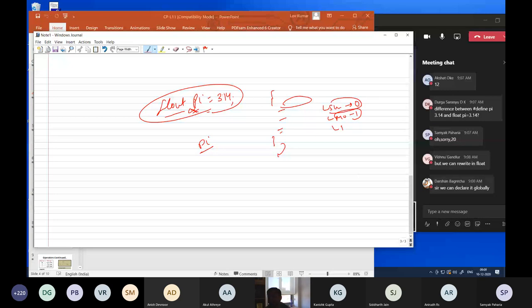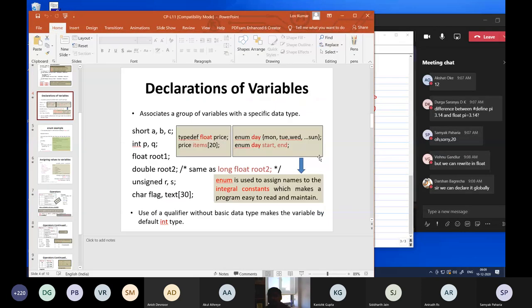So basically you are assigning some constant value, and throughout the program, when you get Sunday, simply you have to replace it with 0. When you get Monday, simply you have to replace it with 1, means basically it will represent the weekday. So in this case, we are going to use the enum. Enum is basically used to assign some constant value to the variable.